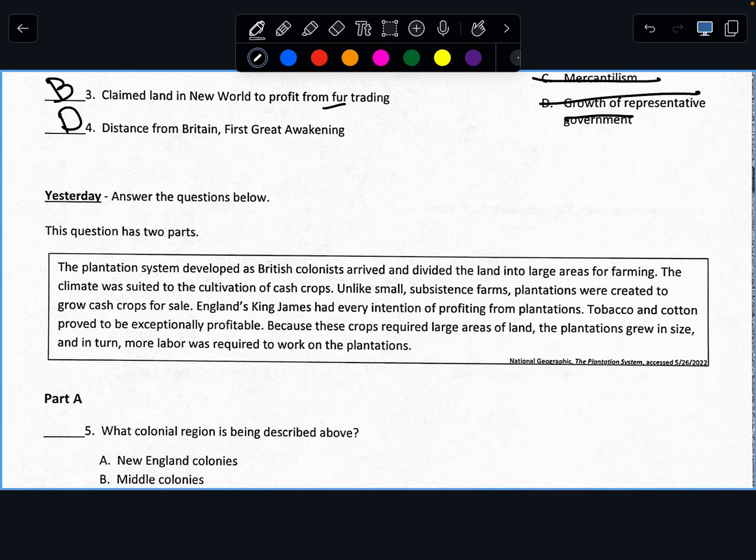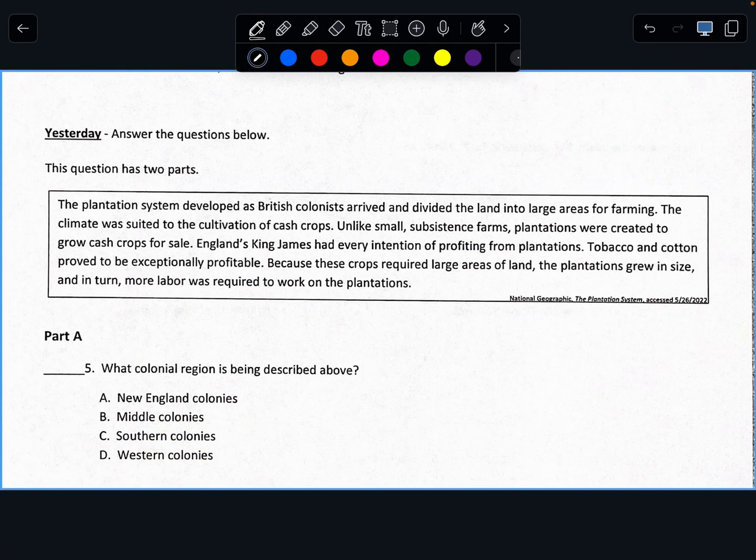Okay, here we go. This would be from yesterday, the last day of colonization before we tested. Okay, this question has 2 parts. How many? 2. There you go. The plantation system. What's a plantation system? They're large what? There we go, large farms.